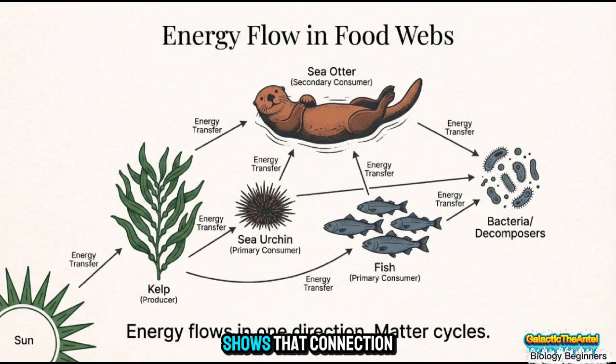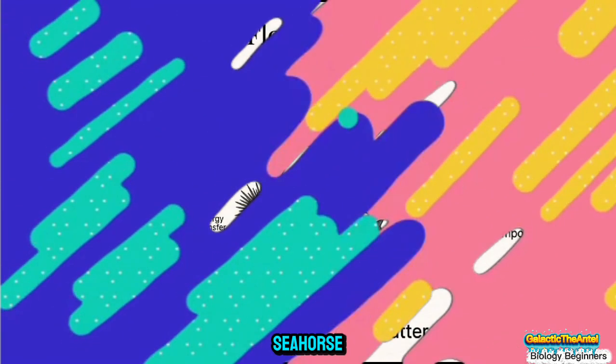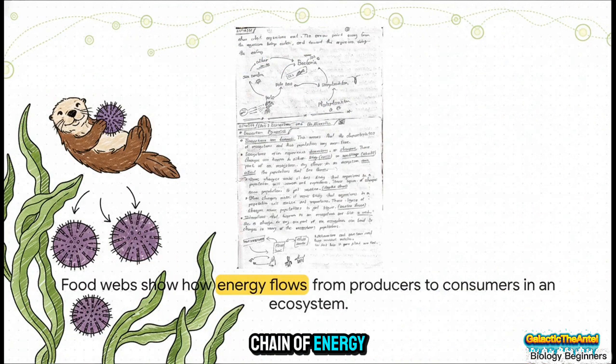And this image shows that connection just perfectly. A food web is all about showing how energy flows. So the energy captured by producers, like this kelp, using photosynthesis, gets passed along. The sea urchin comes along and eats the kelp, then the sea otter eats the sea urchin. It's this delicate chain of energy transfer that shows how every single organism really depends on the others to survive.